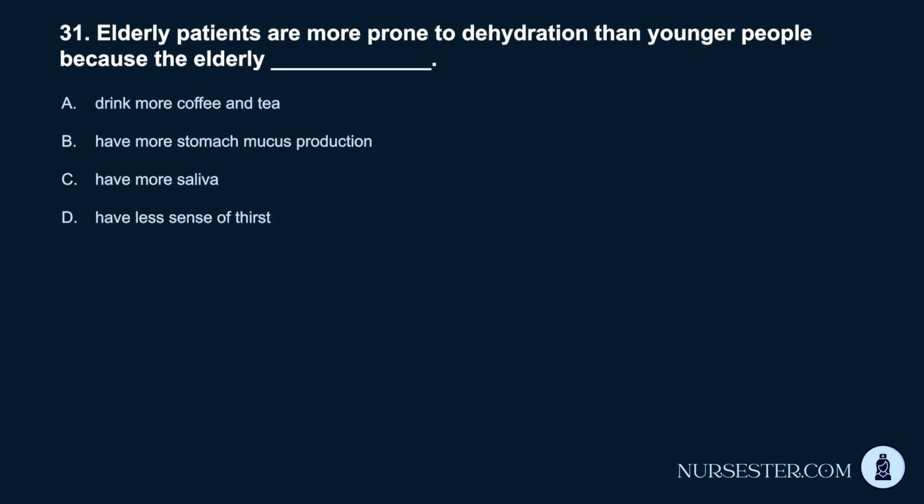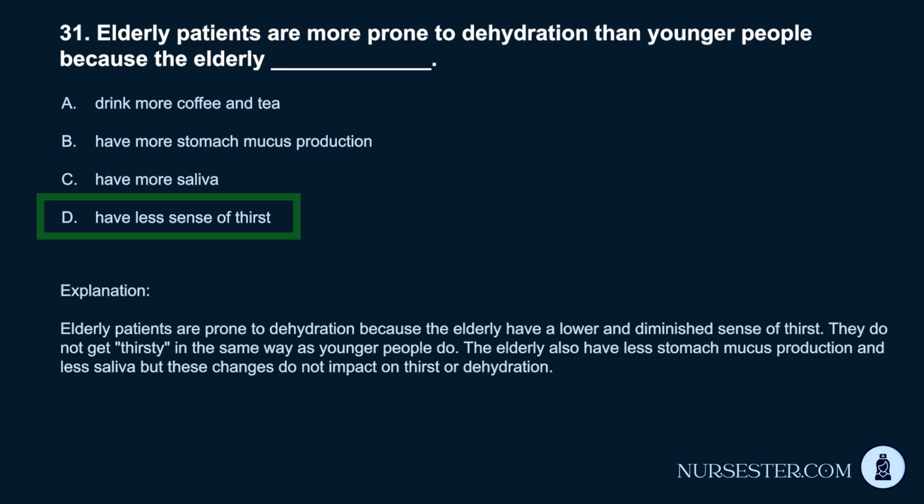31. Elderly patients are more prone to dehydration than younger people because the elderly: A. Drink more coffee and tea. B. Have more stomach mucus production. C. Have more saliva. D. Have less sense of thirst. Correct answer: D. Have less sense of thirst.